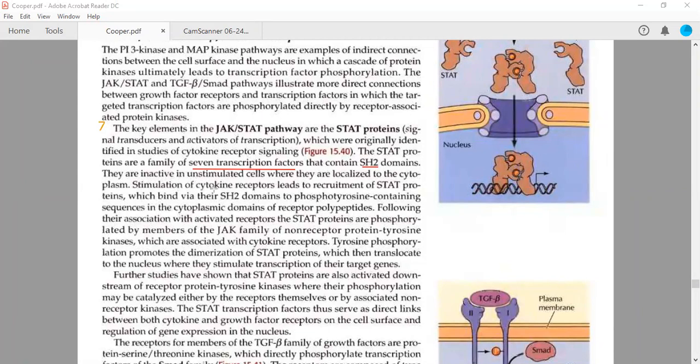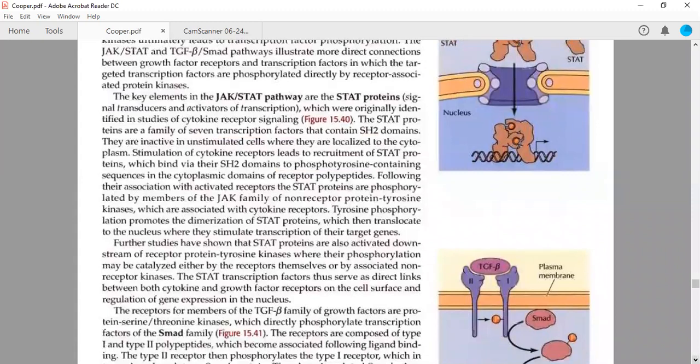So stimulation of cytokine receptors leads to the recruitment of STAT proteins, and they will bind by their SH2 domains to the phosphotyrosine containing sequences in the cytoplasmic domains of the receptor polypeptides. Following their association with the activated receptors, the STAT proteins are phosphorylated by members of the JAK family kinases. Everything which we have already discussed is given in this particular text, you can go through it and you will find that everything written in the text we have discussed.